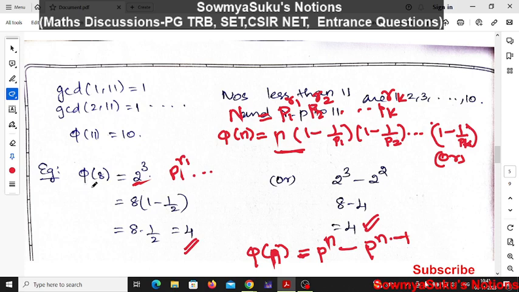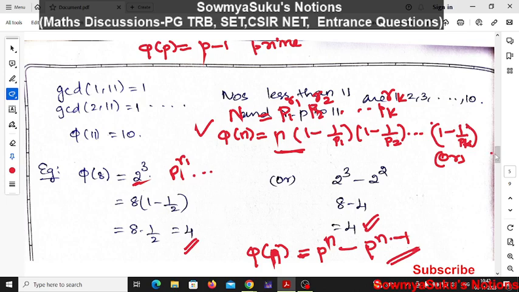Euler's totient function. We learned three formulas here. Phi of p is equal to p minus 1 if p is prime. The second one, phi of n is equal to n into 1 minus 1 by p1, 1 minus 1 by p2, and so on up to 1 minus 1 by pk, if n is not prime, where n is p1 power r1, p2 power r2, and so on up to pk power rk. Again you can see that phi of p power n is equal to p power n minus p power n minus 1. This we can also see.